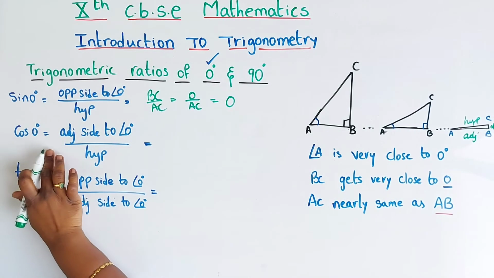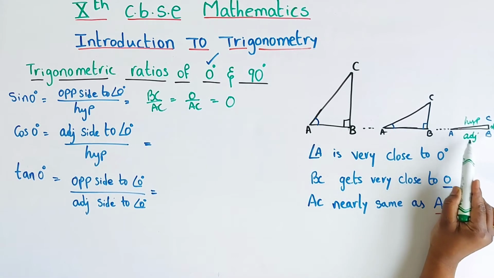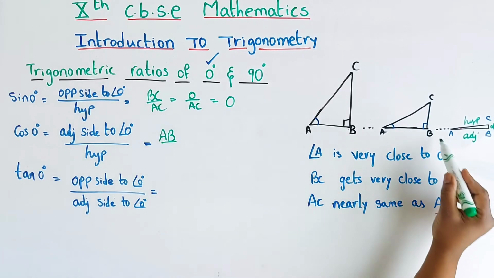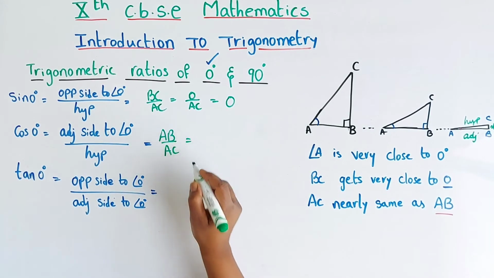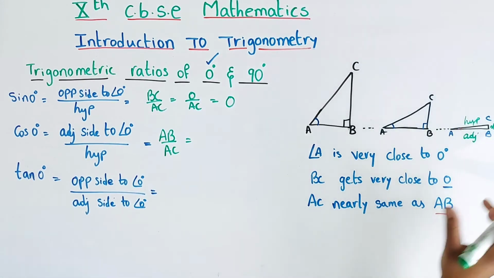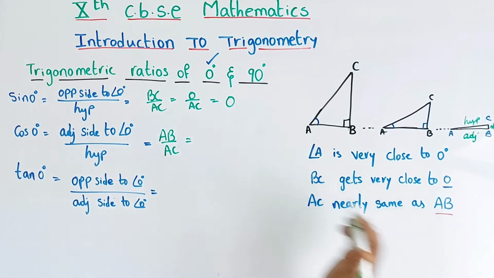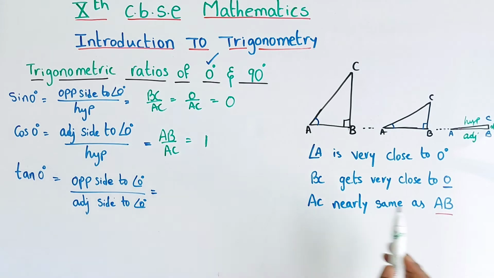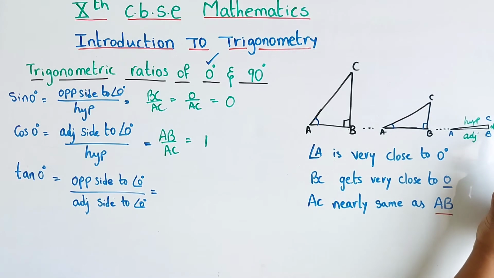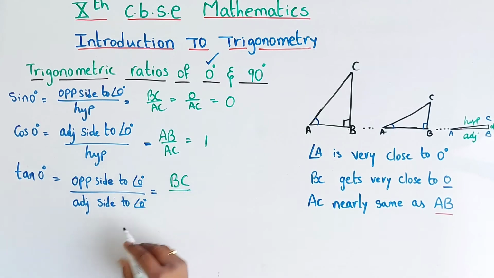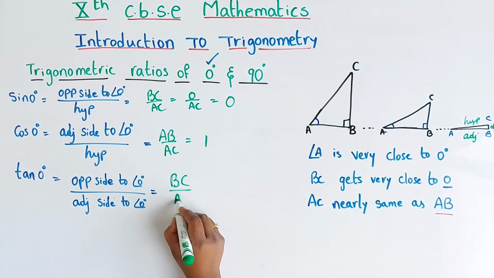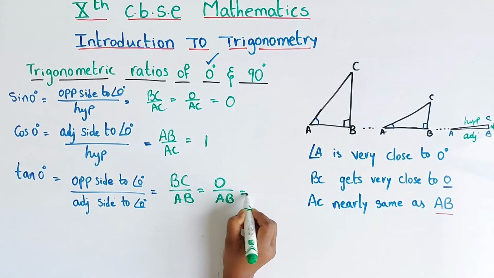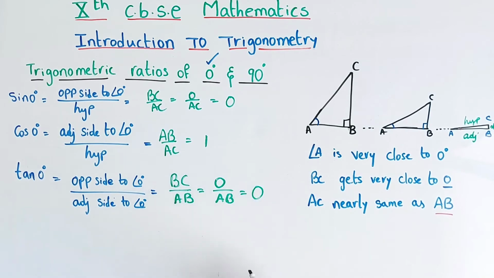Right? Now cos 0 degrees is the adjacent side to 0 degrees, that is AB, divided by hypotenuse, that is AC. AB value and AC value are nearly the same, so AB by AC equals 1. Tan 0 degrees is opposite to 0 degrees, BC, divided by adjacent to 0 degrees, AB. Now BC is 0 here, divided by AB. 0 by anything is 0, children, right?